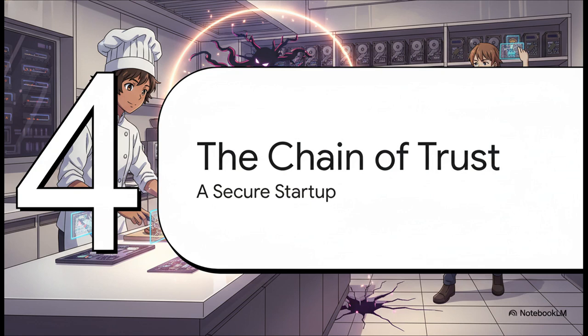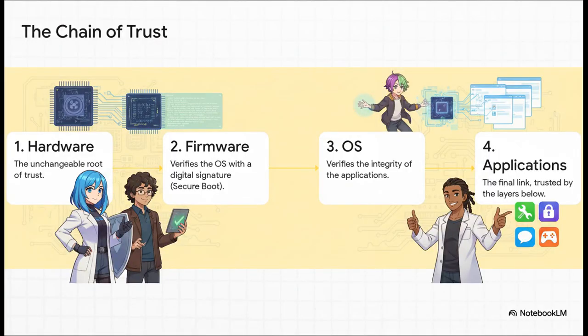Well, the answer lies in this really important process that happens every single time you press the power button. It's all about establishing a chain of trust. Think of it like a series of handshakes, or dominoes. It starts with the hardware, which is the unchangeable root of trust. The hardware then boots up the firmware, which uses a digital signature to verify that the operating system is legit and hasn't been tampered with.